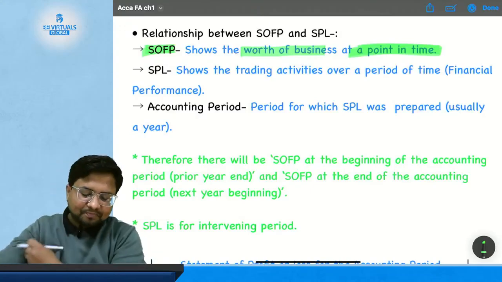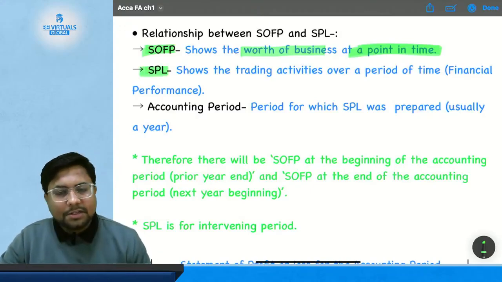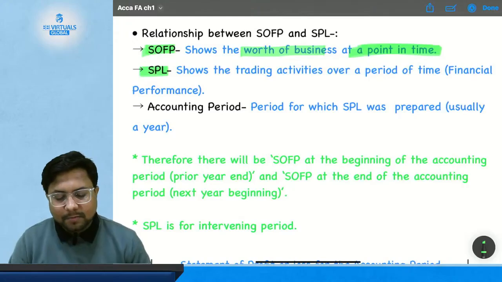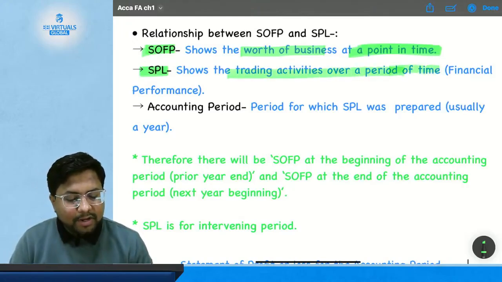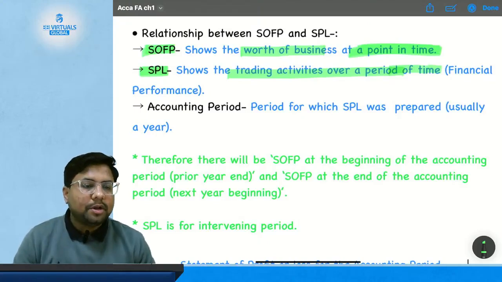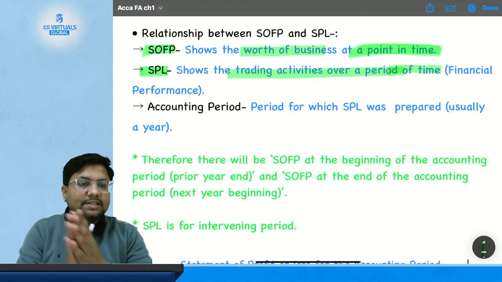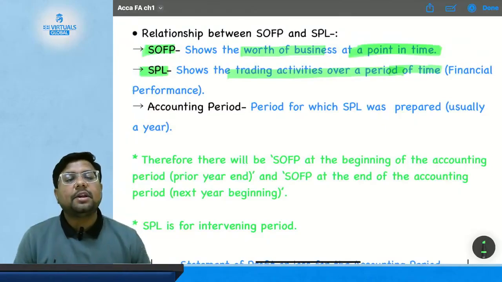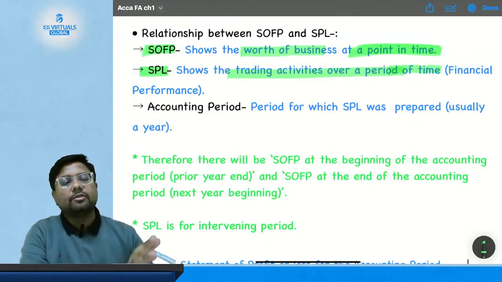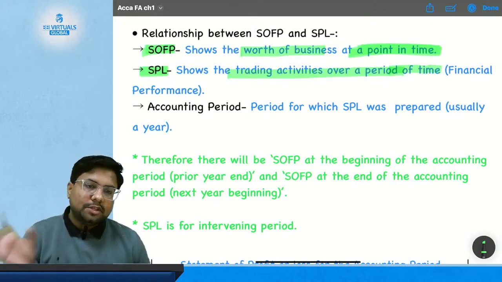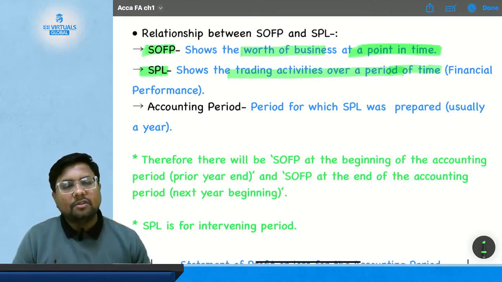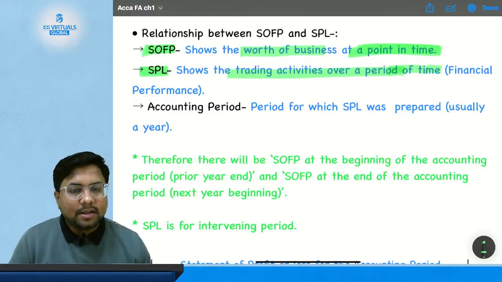Now, what is SPL? Statement of profit or loss. It shows the trading activities over a period of time. So whatever sales, whatever profit or loss I have incurred in quarter 1, quarter 2, quarter 3, quarter 4 is going to be shown in the statement of profit or loss. Same for the first half of the year, the second half of the year, and the entire year.